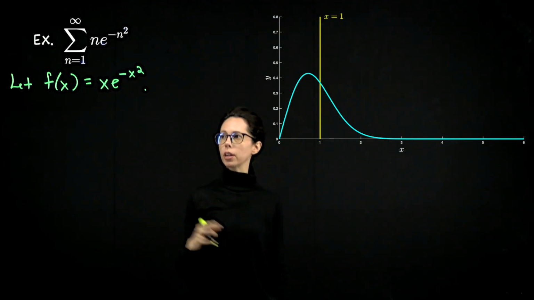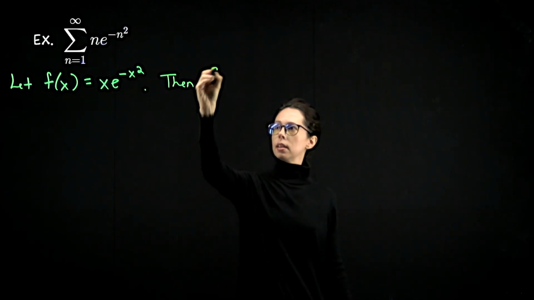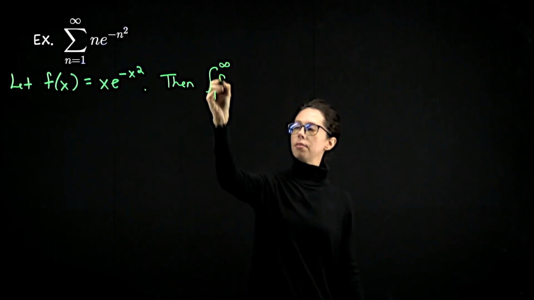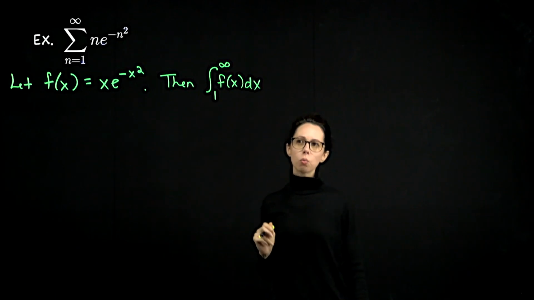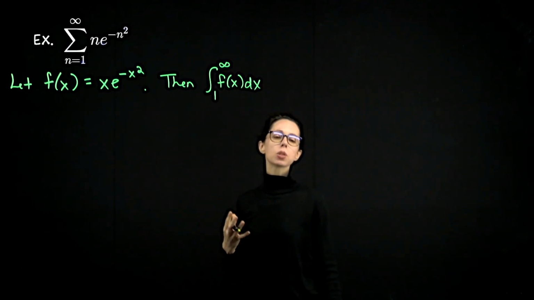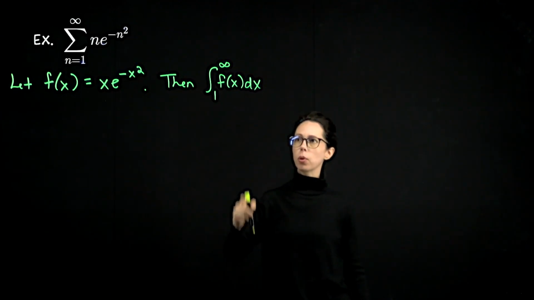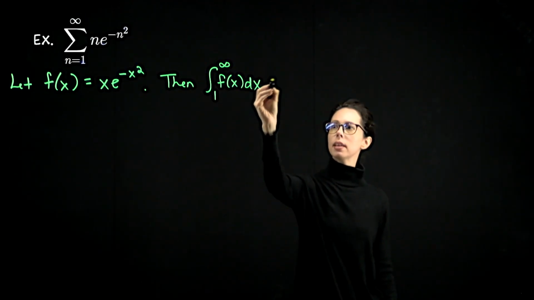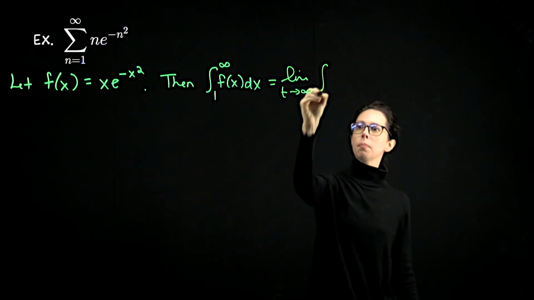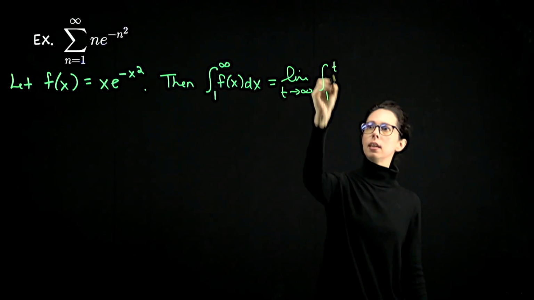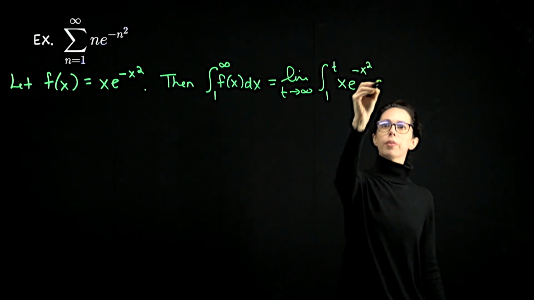We need to do the improper integral from 1 to infinity. So let's say that we're going to integrate from 1 to infinity f of x dx. We want to know if this improper integral converges or diverges. We don't really care what its value actually is. We just want to know, does it converge or diverge? Okay, since this is an improper integral, what I'm going to do is take this top bound of infinity and replace it with the letter t. And then we'll take the limit as t goes to infinity. So we're integrating 1 to t, x e to the negative x squared with respect to x.